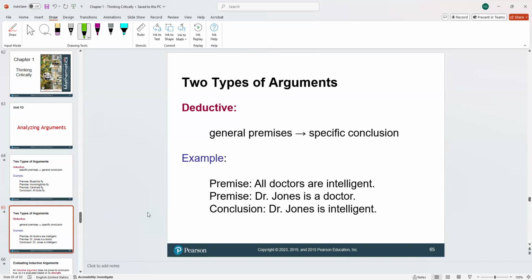Dr. John is a doctor, so we would conclude Dr. John is intelligent. Is it a strong argument on that? But you know what? This is what we call deductive reasoning.